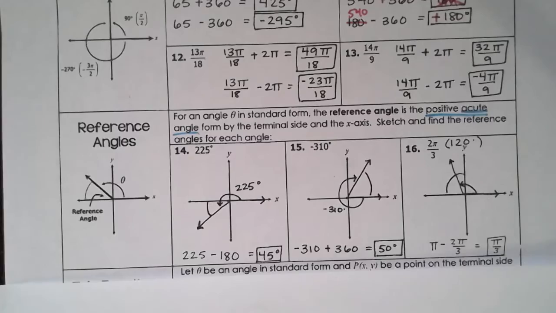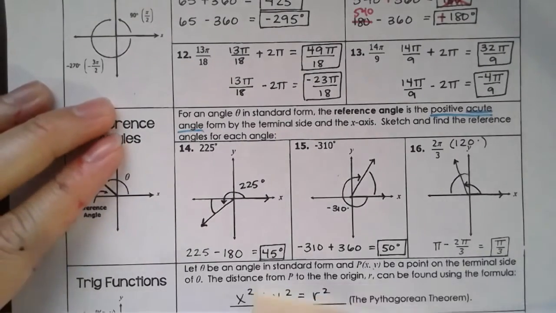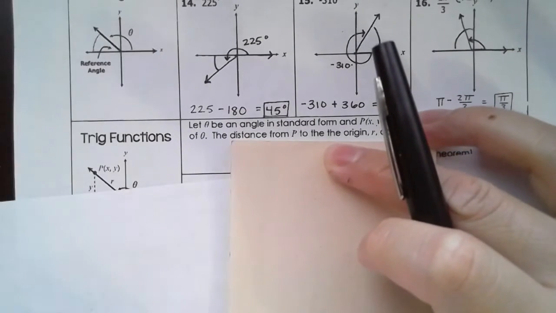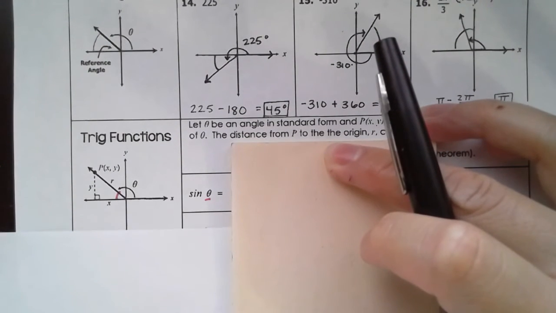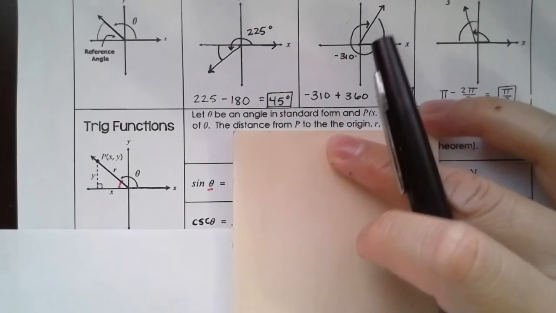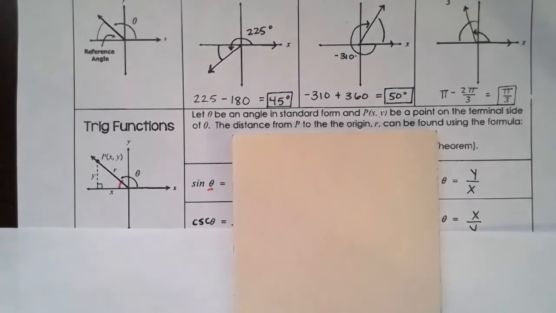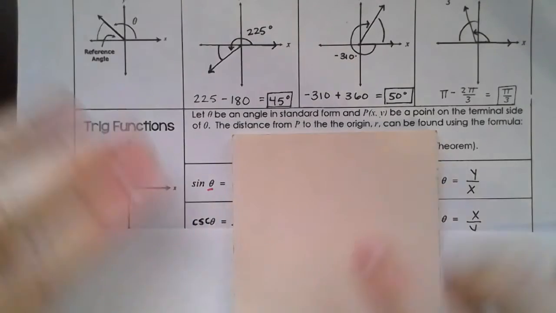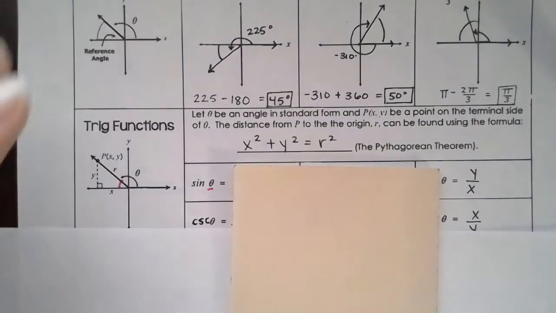Okay, next part, we go into trig functions. It says, let theta be an angle in standard form and P of (x, y) be a point on the terminal side of theta. The distance from P to the origin, r, can be found using the formula, and here's the formula: x squared plus y squared is equal to r squared, the Pythagorean theorem.